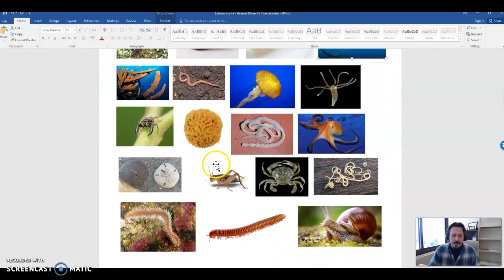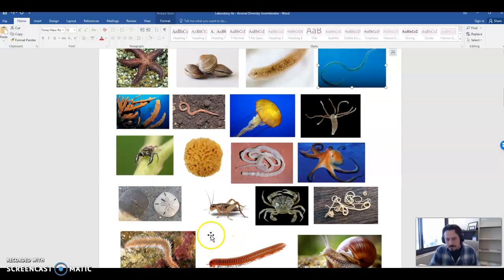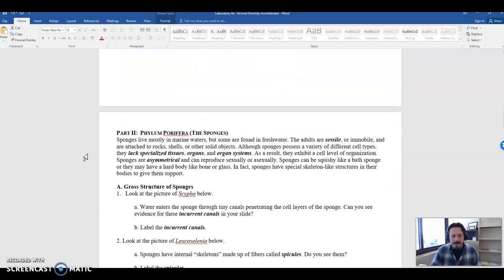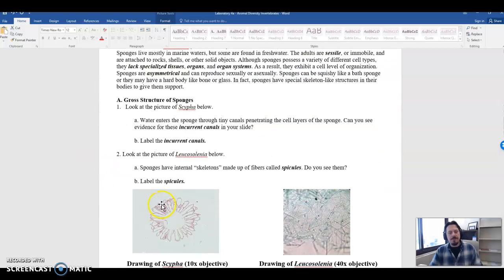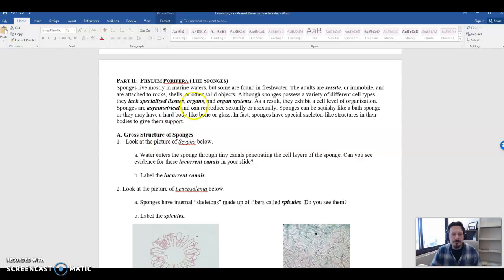So you can go ahead and try to get the rest of these and group them the best you can based on their features. And then you can always send that to your professor just to show that you did this part of the activity. The rest of the lab is looking at pictures of different organisms from the different groups.